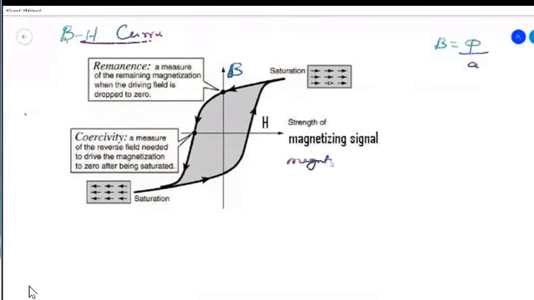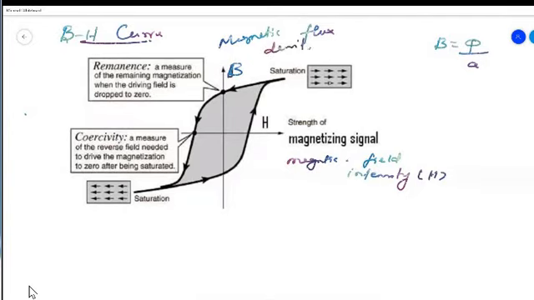So this is magnetic field intensity H and magnetic flux density B. This B is equal to phi by A, and its unit is Weber per meter square or Tesla. And we also know that H is equal to Ni divided by L, ampere turns per meter. So B is in Weber per meter square, and H is in ampere turns per meter.